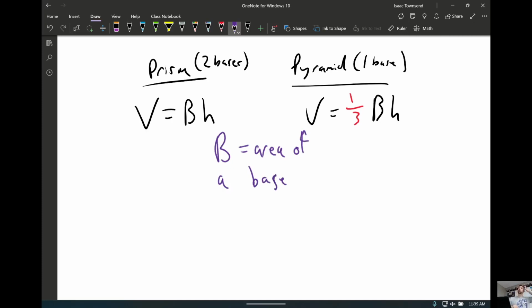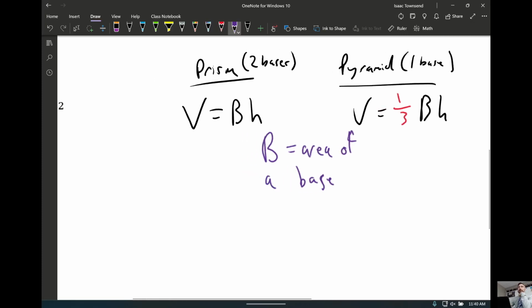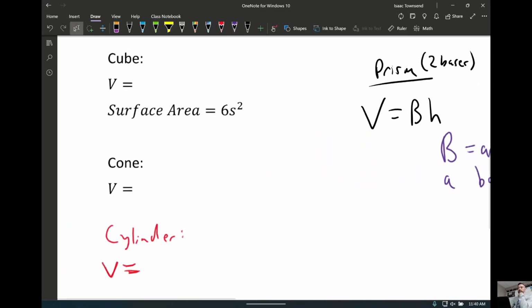So if it has two bases, a prism, bases are the sides parallel to each other, the volume will be the area of one of the bases times the height. And if it's a pyramid and it only has one base, it will also be the area of the base times the height, but times a third. That's the only difference. So with that in mind, let's look at these over here.